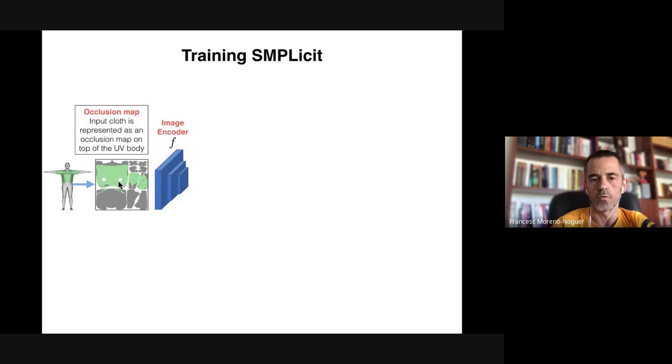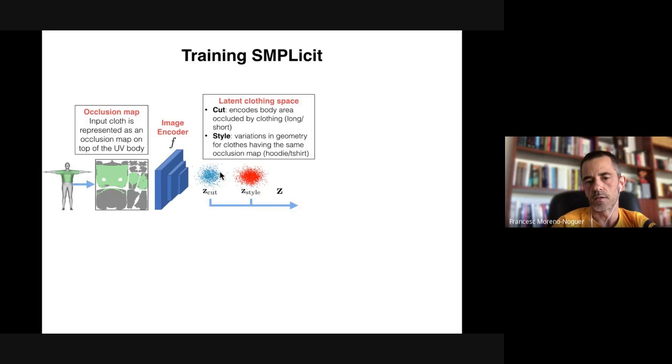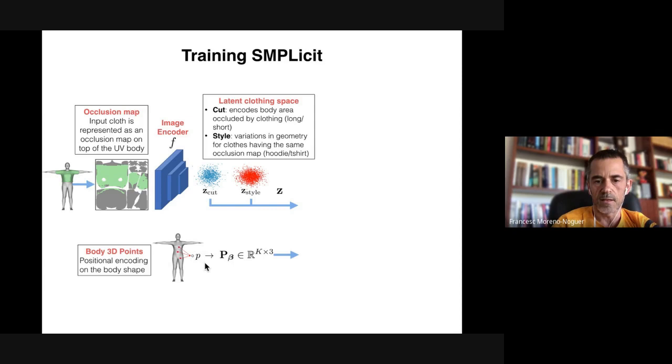This is basically a 2D representation, and with this we trained an image encoder to estimate some latent vectors. These latent vectors controlled the area of the occluded clothing and also the variations in geometry for clothes having the same occlusion map. On the other hand, we also had 3D points. We have 3D points in a volume of the space, not on top of the person. For each point, we represented its position using an encoding that was basically the distance of the point to several specific points on top of the body. So this was a positional encoding.